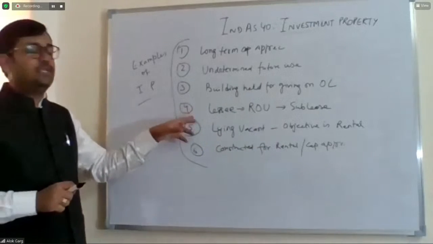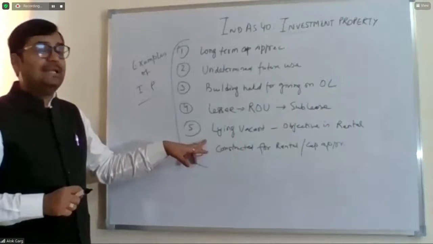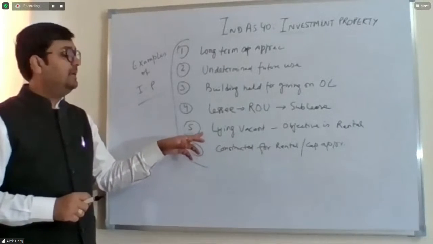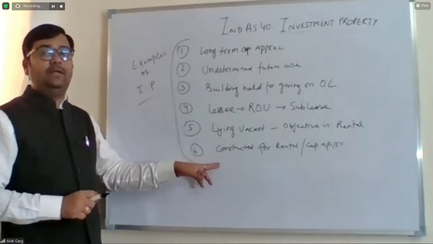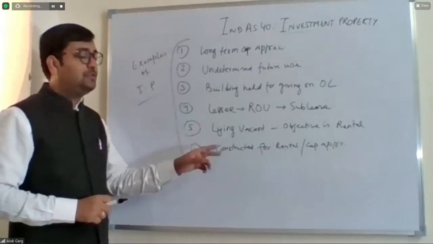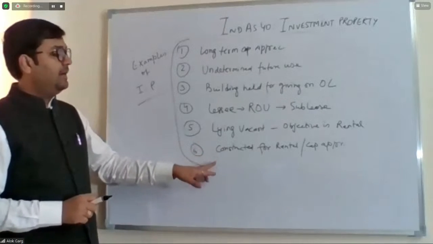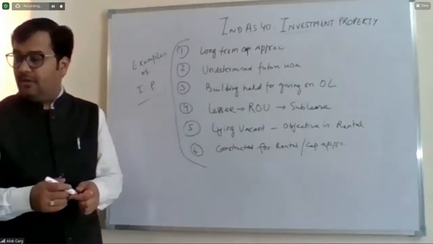The objective is to sublease that land and building, so this right of use asset has to be shown under the head investment property. The building is lying vacant, but the intent is to earn rental in future. Again, it will be considered as an investment property. The company is constructing or developing a building or land, and the objective is to earn rental in future or to earn long-term capital gain. So again, it will be shown under the head investment property.